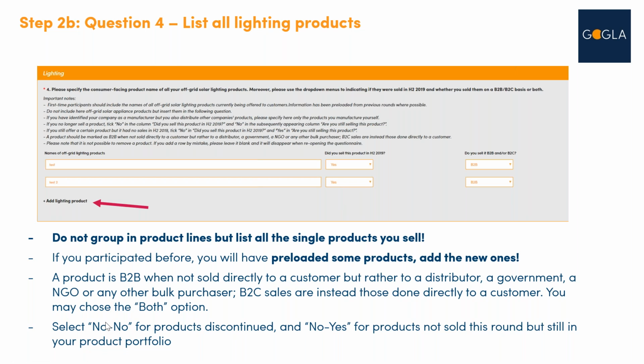When looking at the B2B and B2C distinction, a product is B2B when it's not sold directly to a customer, but rather to a distributor or a government or an NGO or any other bulk purchaser. And then B2C sales are those that are done directly to the customer.